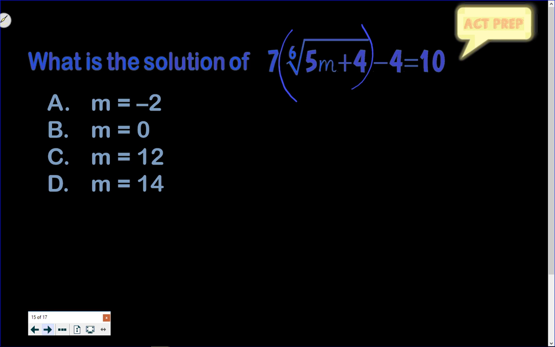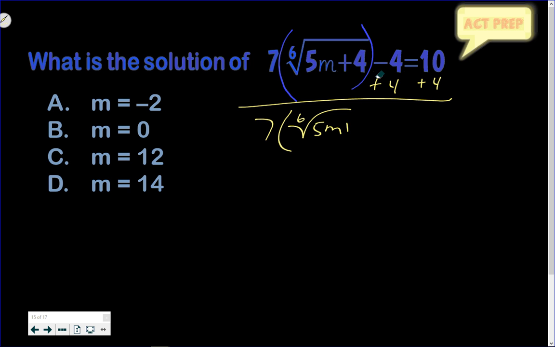All right. Raise your hand if you need more time on this one. What should I do first, guys? Subtract the 4. Oh, add the 4, sorry. 14. Now, you guys understand I'm dividing this whole side by 7. Okay, I just want to make sure.